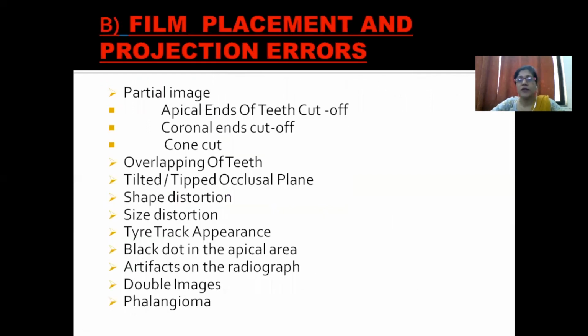Then film placement and projection errors. Here is the list of errors caused by film placement and projection error: partial images, overlapping of the teeth, tilted or tipped occlusal plane, shape distortion, size distortion, tire track appearance, black dot in the apical area, artifact on the radiograph, double images, and phalangeal errors. We'll see them one by one.